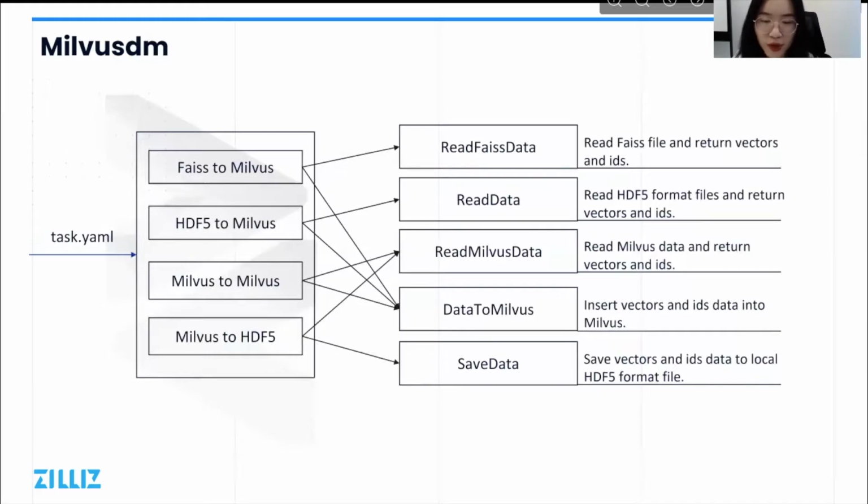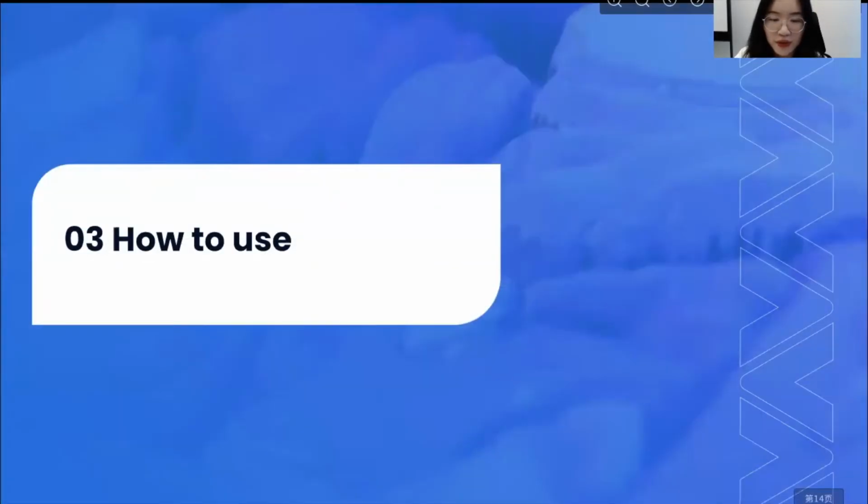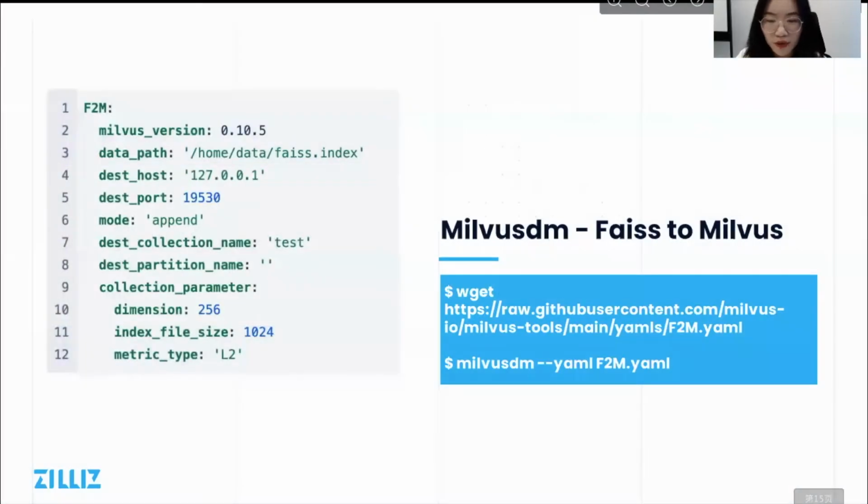In the case of Milvus to HDF file, the read Milvus data class will be called first and return the vectors and IDs. Then save data will be called to save the data to a local HDF format file. Next, we will learn how to use Milvusdm, focusing on the configuration fields for each feature.